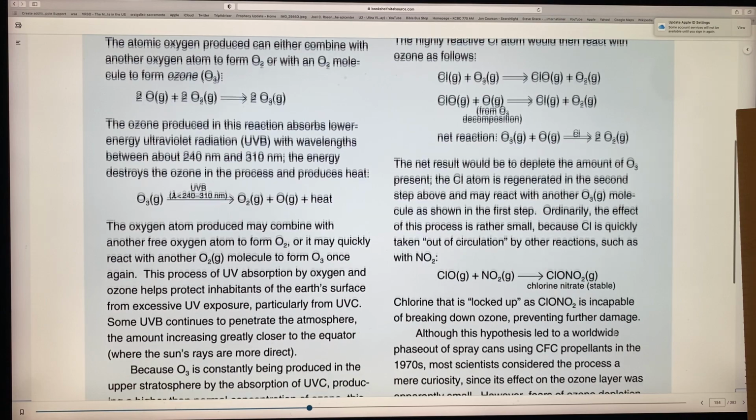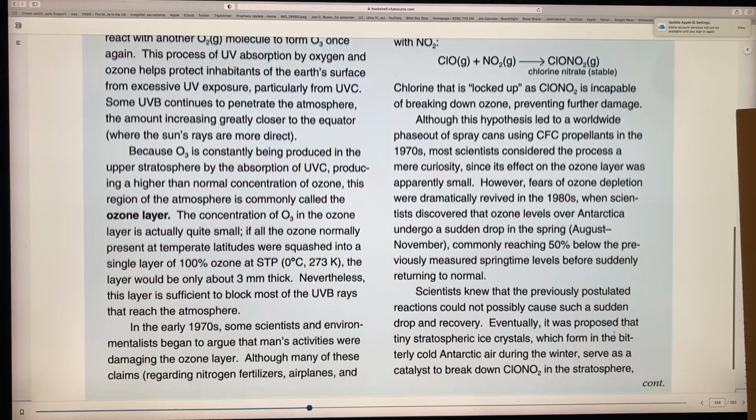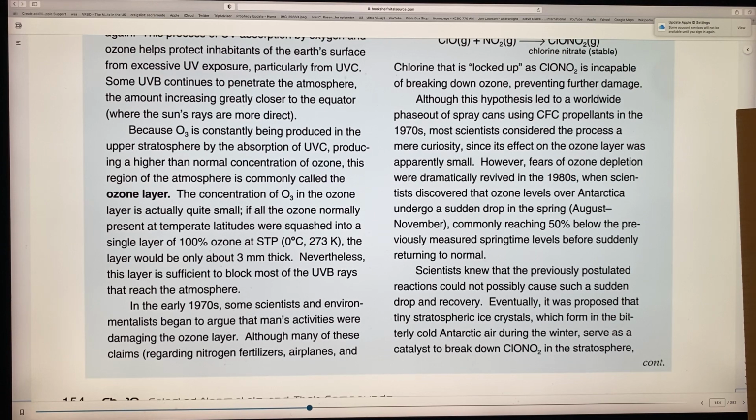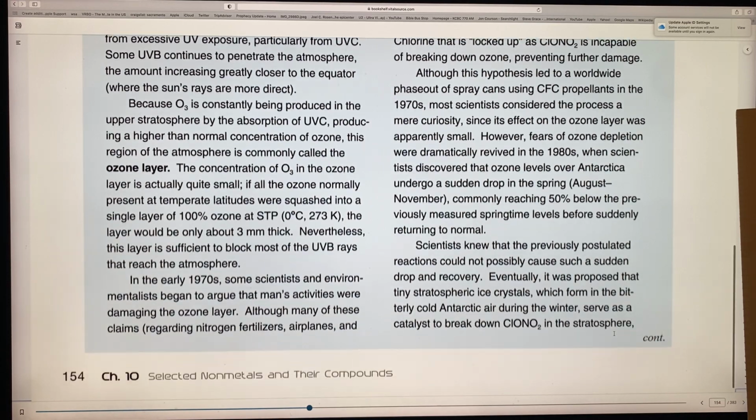So let's go down here, which talks a little bit about the ozone layer. Ozone is constantly being produced in the upper stratosphere by UVC, and this is called the ozone layer. The concentration of ozone is actually quite small. If all the ozone were squashed into a single layer, it would be only 3 millimeters thick. Nevertheless, this layer is sufficient to block most of the UVB and UVC rays reaching the atmosphere.